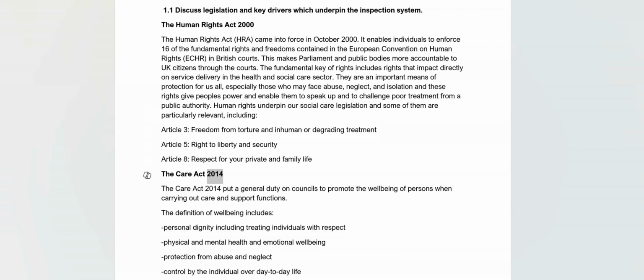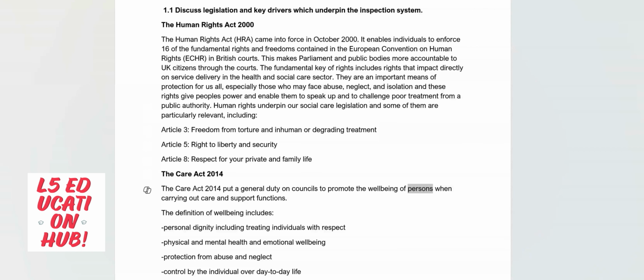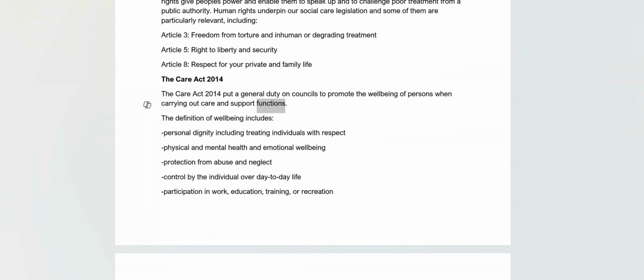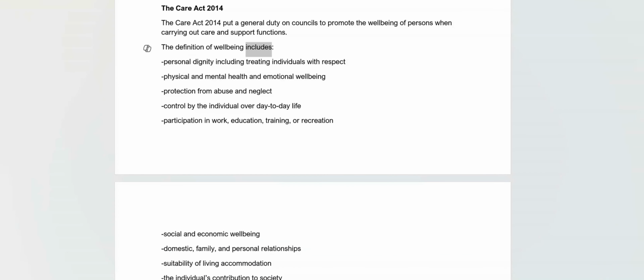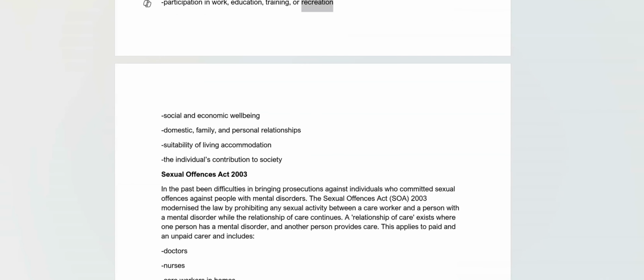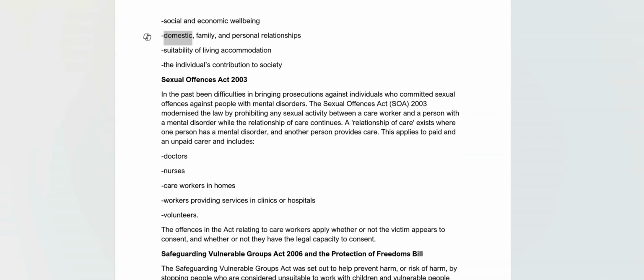The Care Act 2014. The Care Act 2014 put a general duty on councils to promote the well-being of persons when carrying out care and support functions. The definition of well-being includes personal dignity, including treating individuals with respect, physical and mental health and emotional well-being, protection from abuse and neglect, control by the individual over day-to-day life, participation in work, education, training, or recreation, social and economic well-being, domestic, family, and personal relationships, suitability of living accommodation, and the individual's contribution to society.